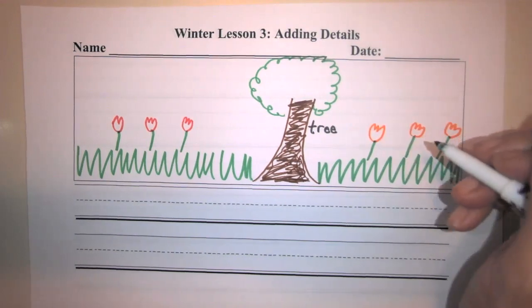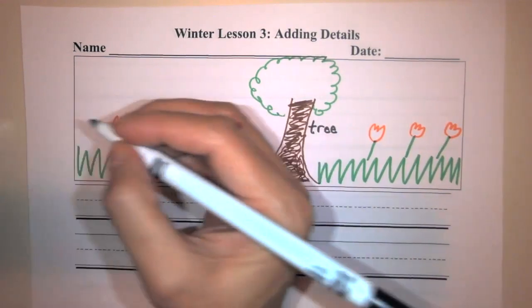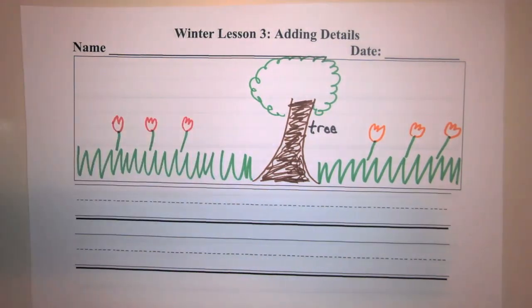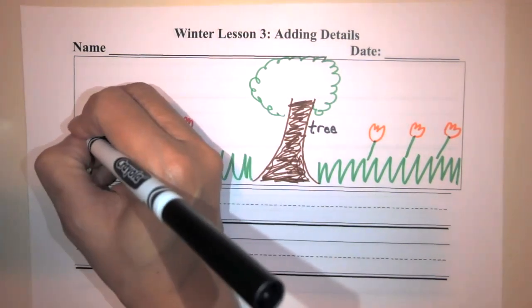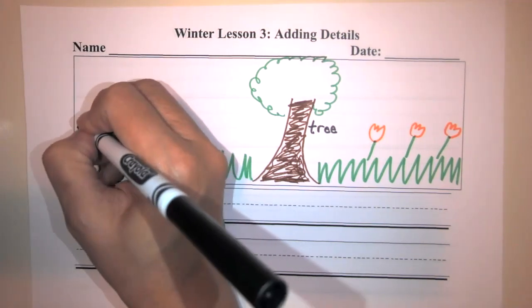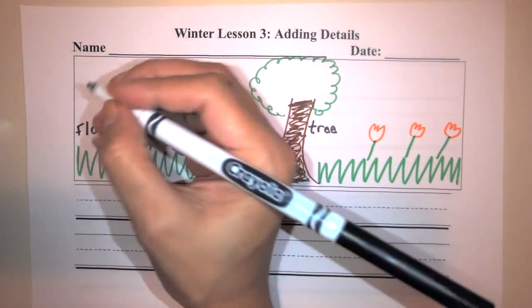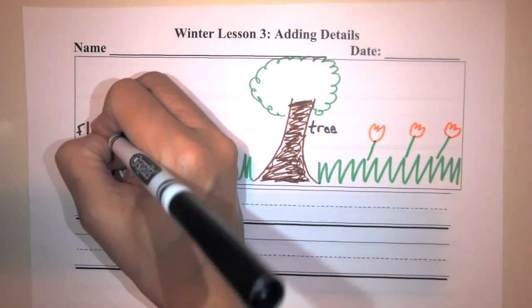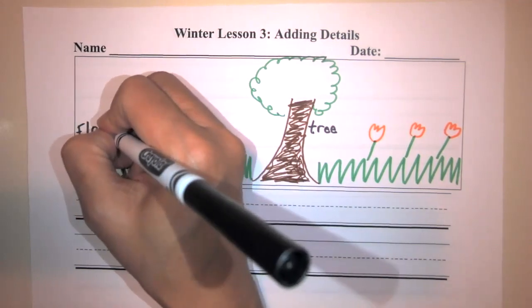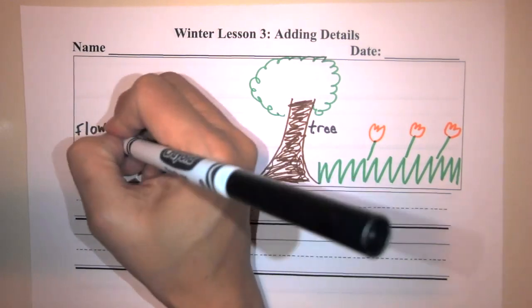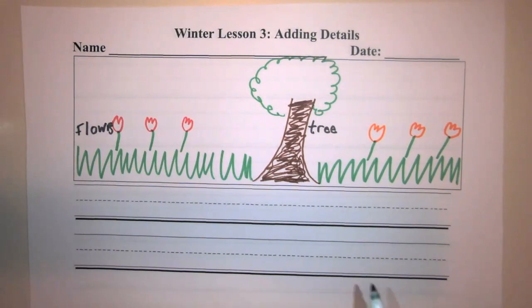And then I also drew some flowers. So right next to my flowers, I'm going to try to spell the word flowers, and I can use Stretchy the Snake to help me to spell that word. So F and an L, ow, flowers. I hear that R sound. Flowers, S at the end, flowers.